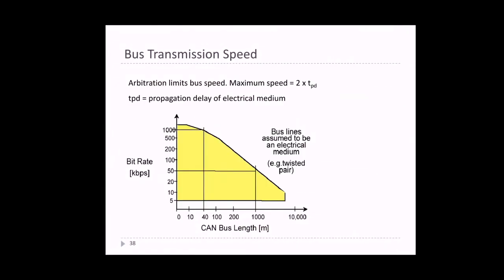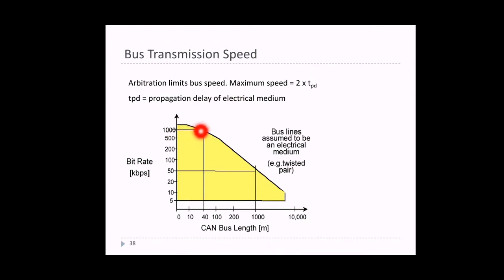Here is the transmission speed that we have seen already, but here a small formula has been given. The arbitration limits bus speed. The maximum speed is equal to 1 over 2 times TPD, where TPD is nothing but the propagation delay of the electrical medium. Another question you may get: in what perspective does the CAN speed keep decreasing whenever the length is more? It is because of the propagation delay of the electrical medium. Whenever the distance is more, the propagation delay also increases.